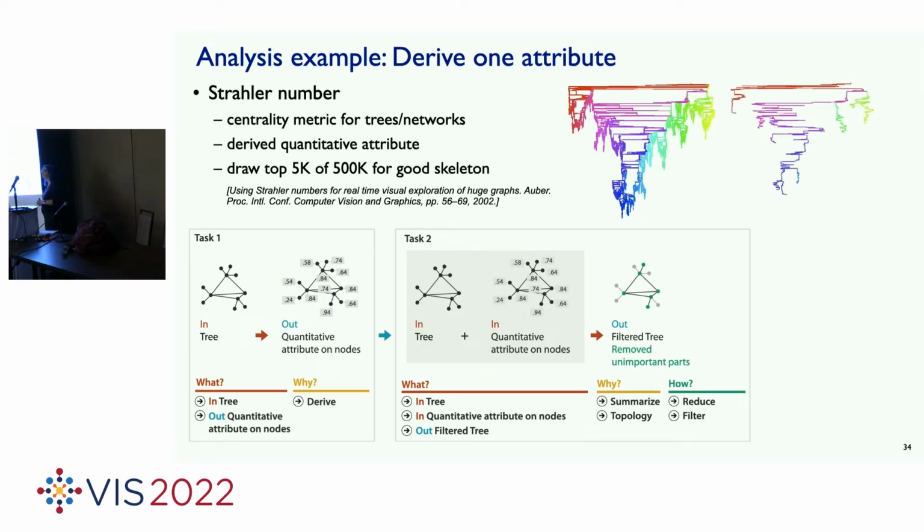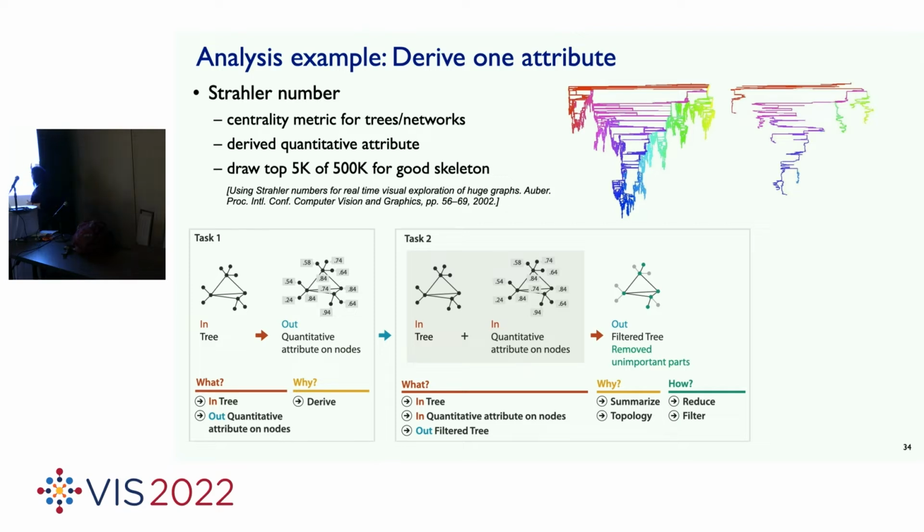Here's an example of that. What if what we want to do is derive an attribute helping us think more usefully about a very large network or tree? There are many metrics that have been proposed for trying to somehow quantify structural information about what's going on in graphs and trees. These are called centrality metrics. Here's a particular one called the Strahler metric.